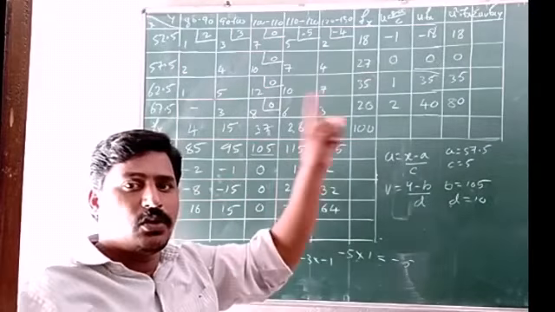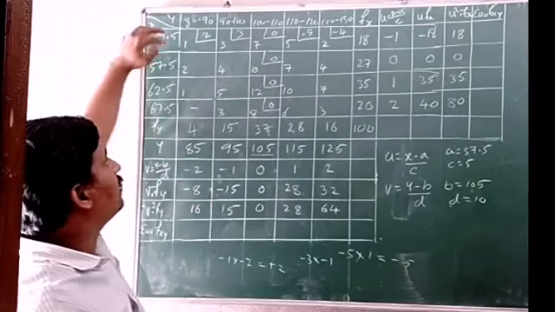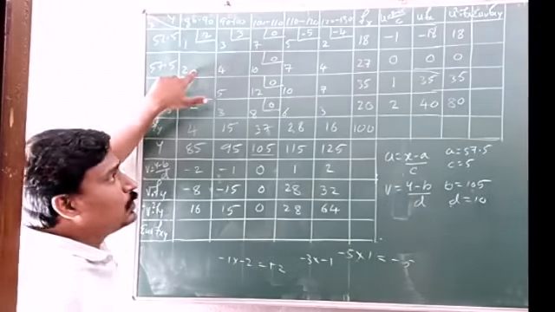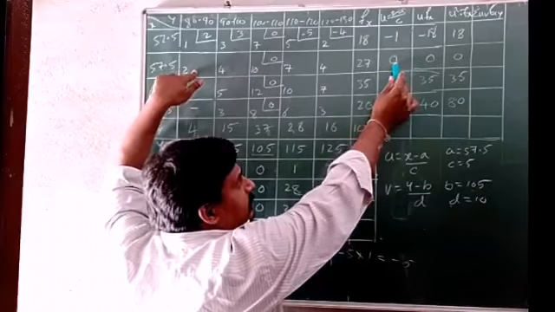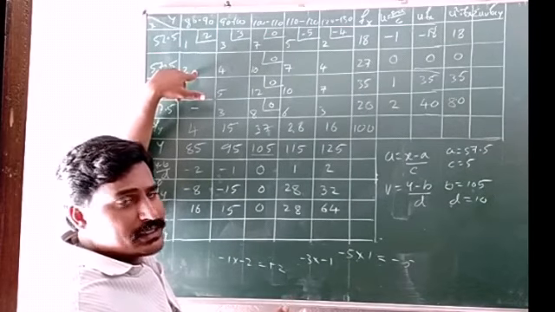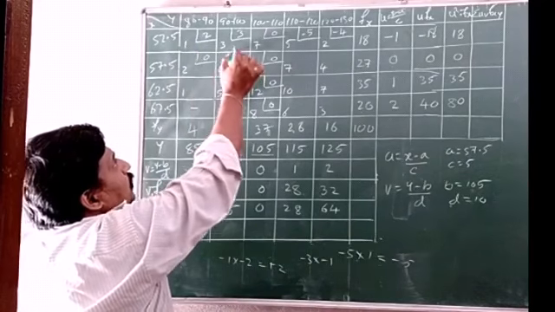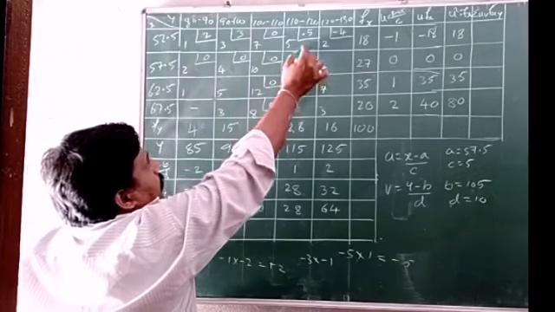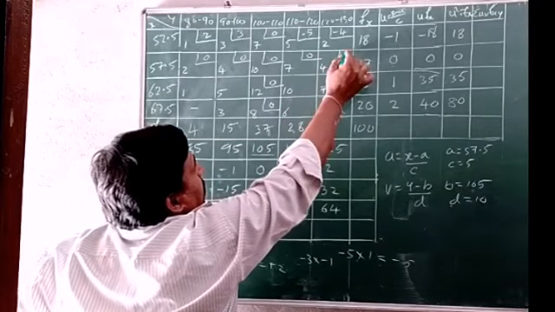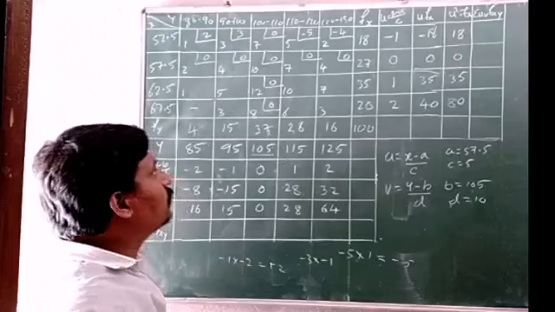So first row completed. Now shift to second row. So second row, here we have a frequency 2. 2 into u is 0 here. So when we multiply with 0, we get 0 itself. That means entire row, we get the product 0. No need to calculate anything. Now shift to next row.